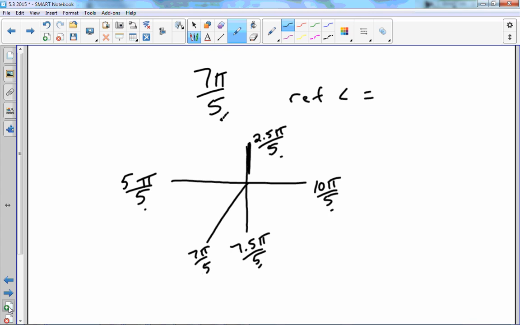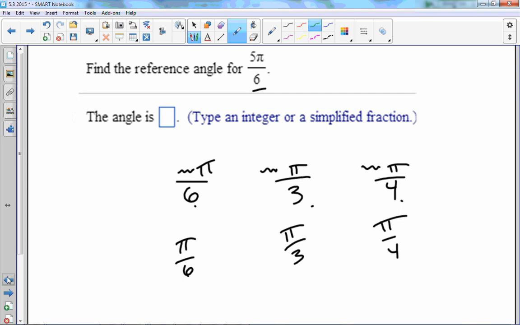Now remember the reference angle is the acute angle formed with the x-axis, so that would be this angle. If I went from 5 pi over 5 to 7 pi over 5, that would be how much? What's this angle? 2 pi over 5. So that'd be my reference angle. But most of the time, you can use this shortcut. It's going to fall over 6 or 3 or 4. If that's the case, it's just pi over 6, pi over 3, pi over 4, whatever it's over.